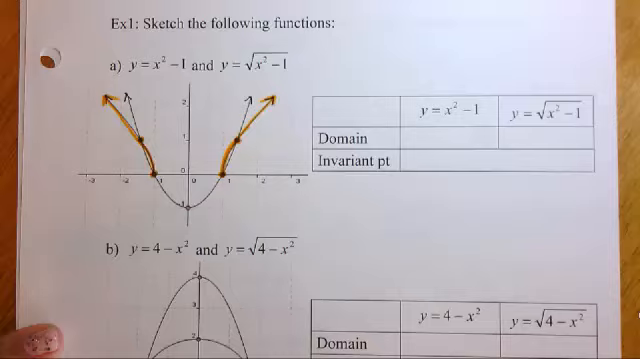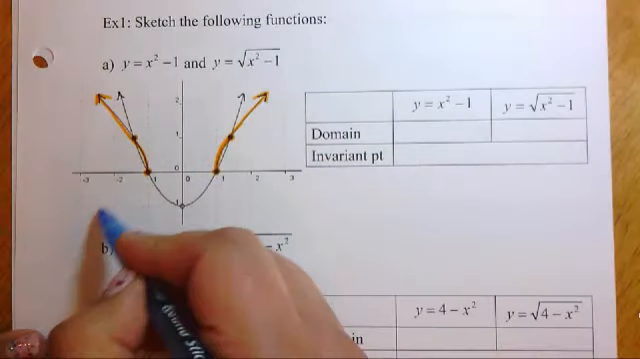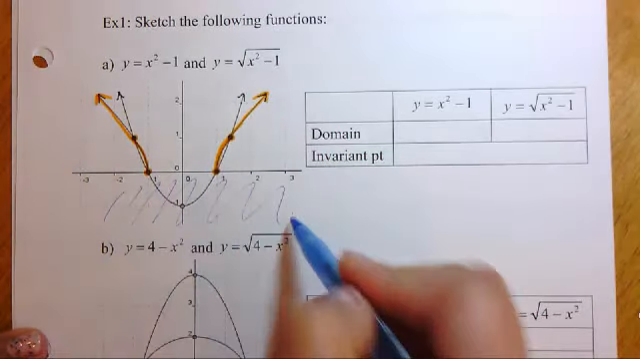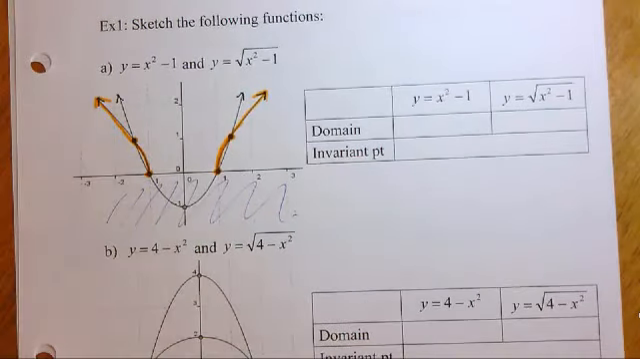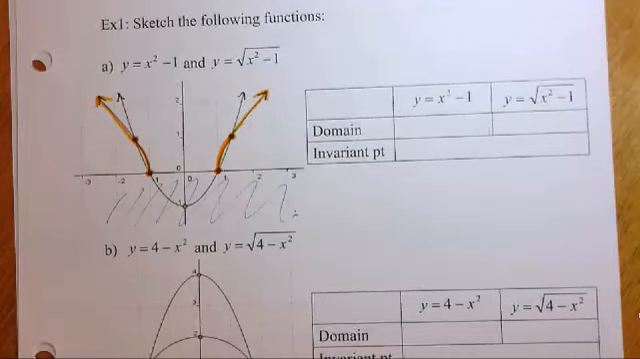Now anything below here, below the x-axis, this is gone. This does not exist anymore. So it's not going to be a part of the graph that you draw for your answer for the square root of, in this case, x squared minus 1.